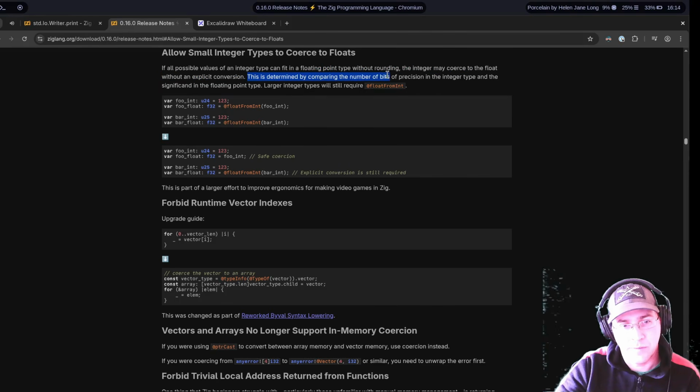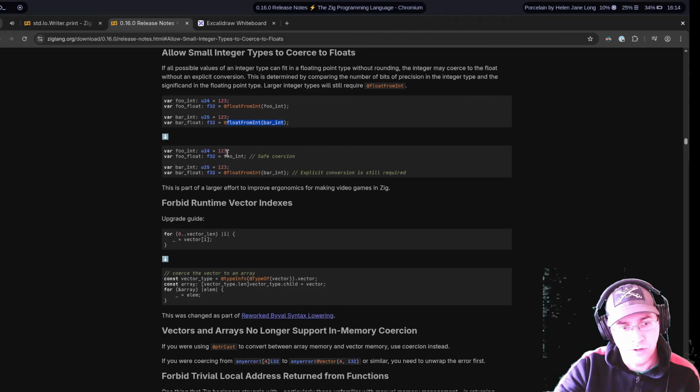This is determined by comparing the number of bits of precision in the integer type and the significand in the floating point type. Larger integer types will still require @floatFromInt. And it has this example: in the past, say you had a u24, a 24-bit integer, 123, and you wanted to convert it into a float, you'd have to use @floatFromInt. If you had that same integer but as a 25-bit integer, you'd also still have to use @floatFromInt.